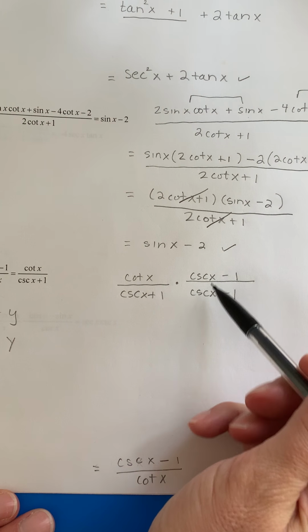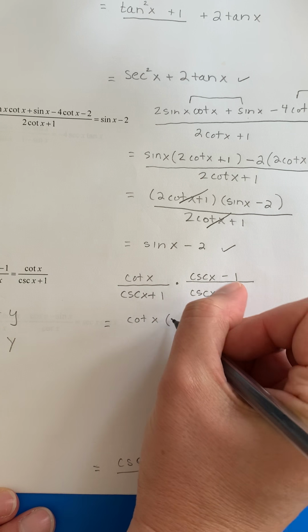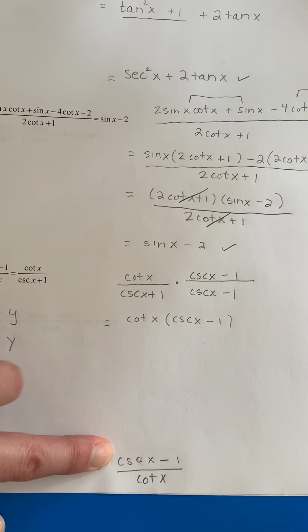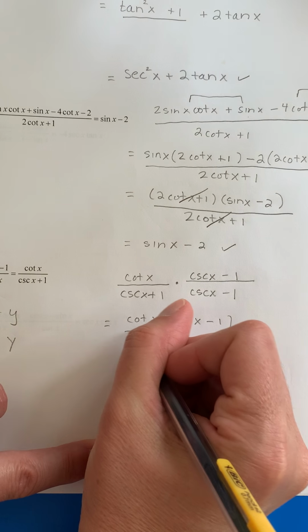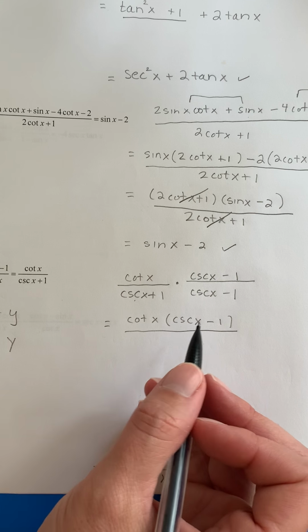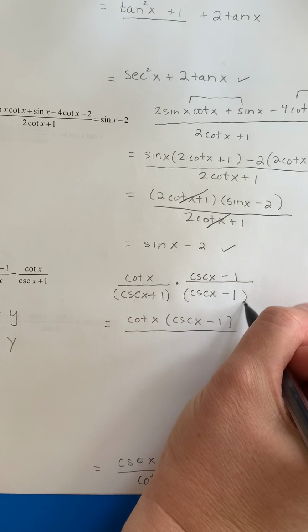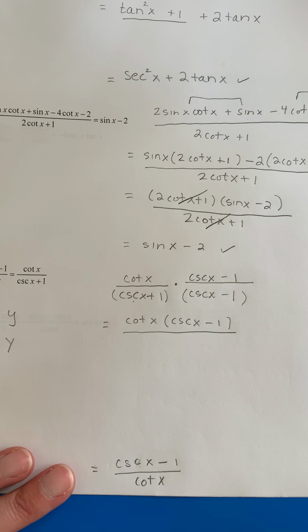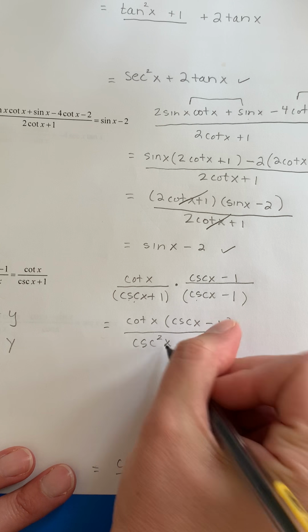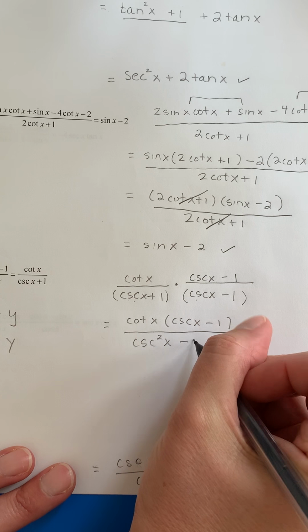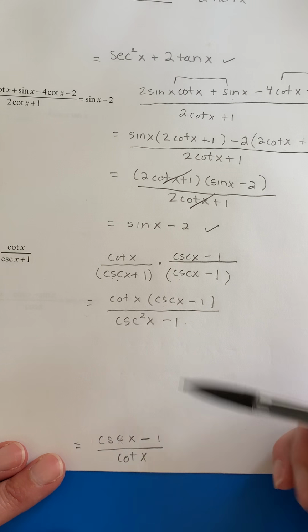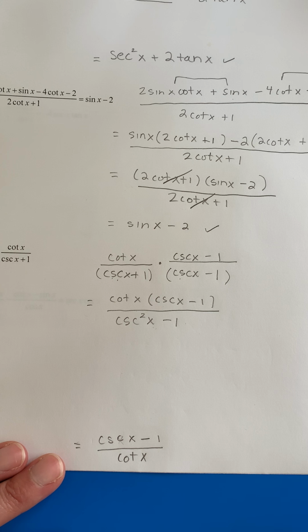Okay, so in the numerator, I have the cotangent of x, and then I have the cosecant of x minus 1. I know that looks good because I am going to want that in the numerator down here. Okay, the denominator, I'm going to go ahead and multiply that out. When you multiply that out, what happens is that the O and the I parts of FOIL cancel. So you're just left with the F, which is cosecant squared x, and then the L, which is a minus 1.